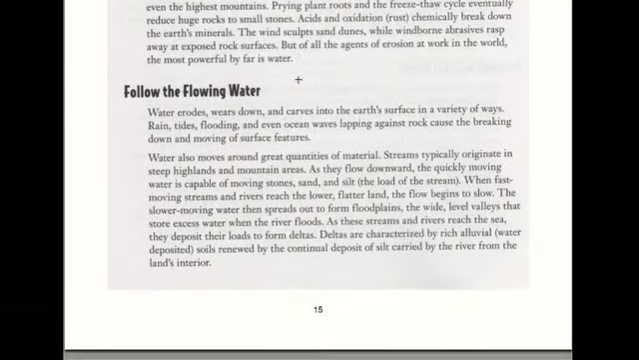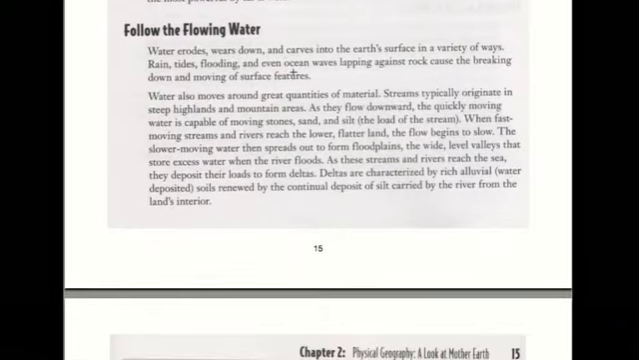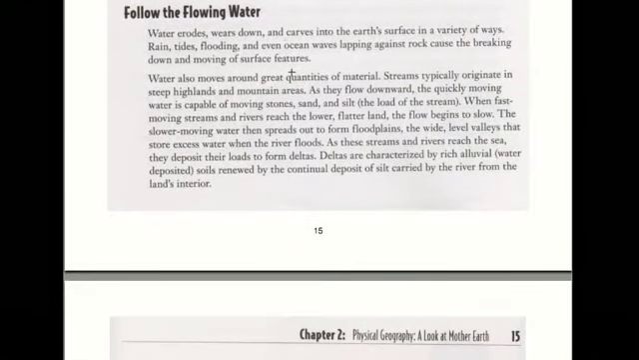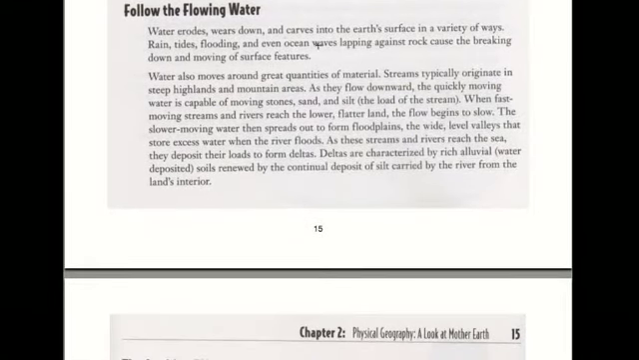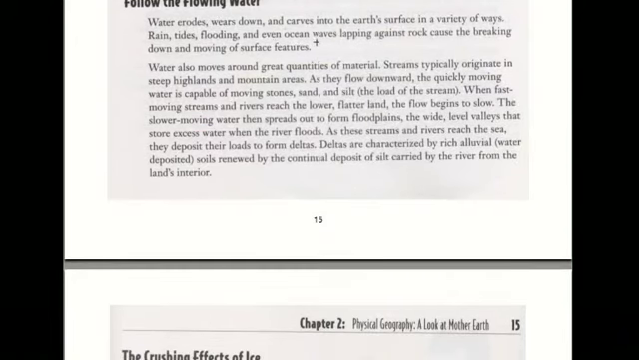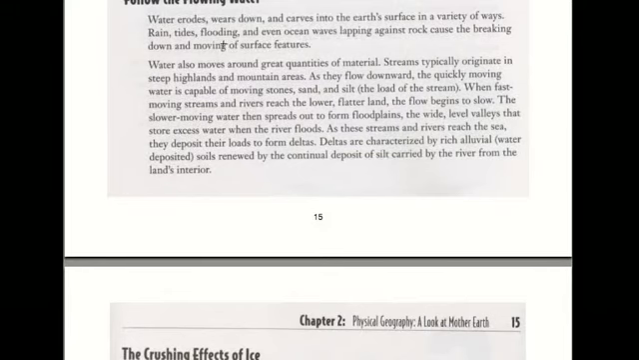But of all the agents of erosion at work in the world, the most powerful by far is water. Water erodes, wears down, and carves the Earth's surface in a variety of ways. Rain, tides, flooding, and even ocean waves lapping against rock cause the breaking down and moving of surface material. Water also moves around great quantities of material.